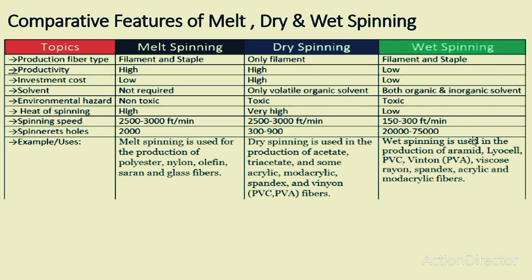So, we can conclude that with respect to fiber types, filament and staple are formed in melt and wet spinning, while production is high in melt and dry spinning, and investment cost is low in melt and wet spinning. Further, heat of spinning is high, very high and low, and spinning speed of the melt and dry spinning are comparatively high as compared to wet spinning.